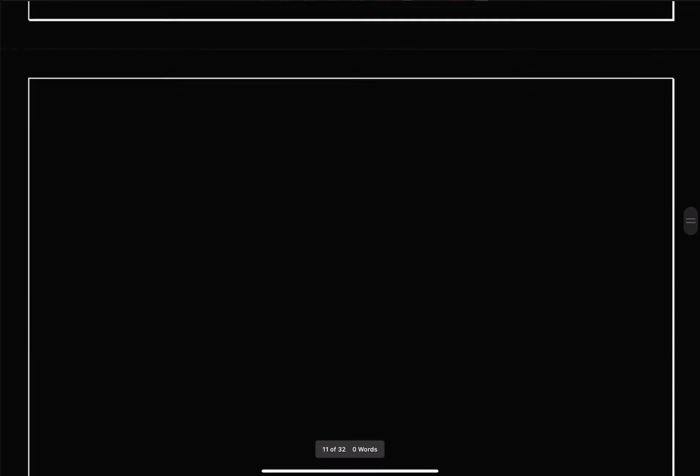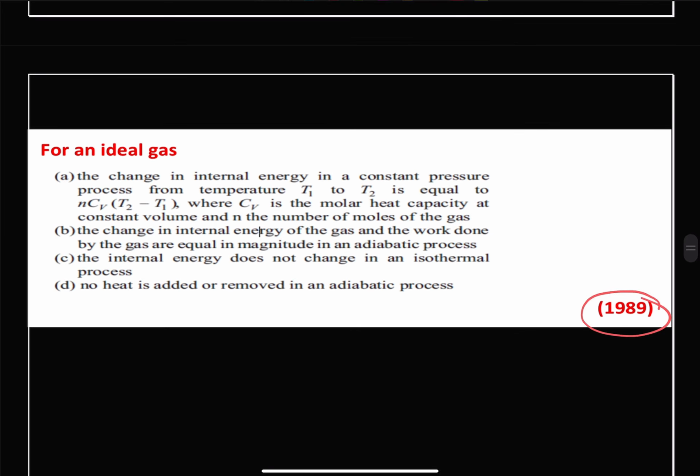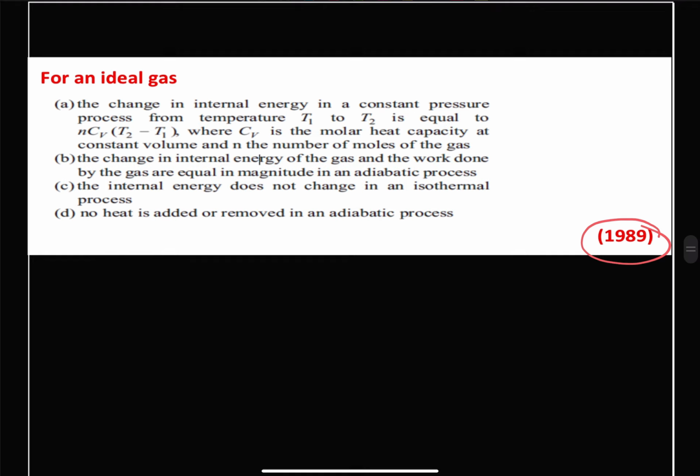Next question. It was asked in the year 1989, and it states that for an ideal gas, these 4 options are more or less standard conditions under which all these processes are going to take place. Okay. And first is the change in internal energy in a constant pressure process from T1 to T2 is equal to nCv (T2 minus T1).